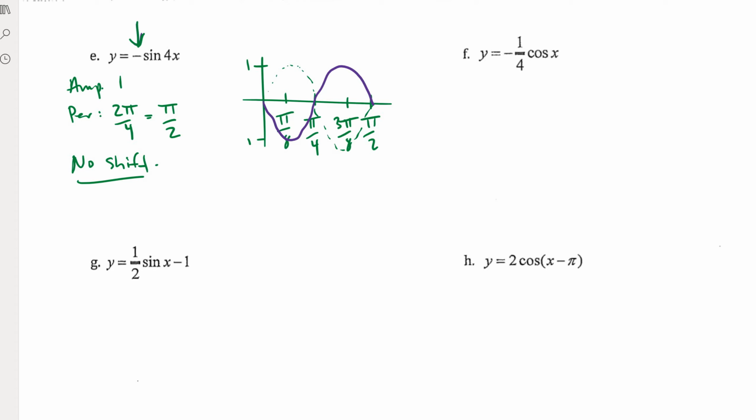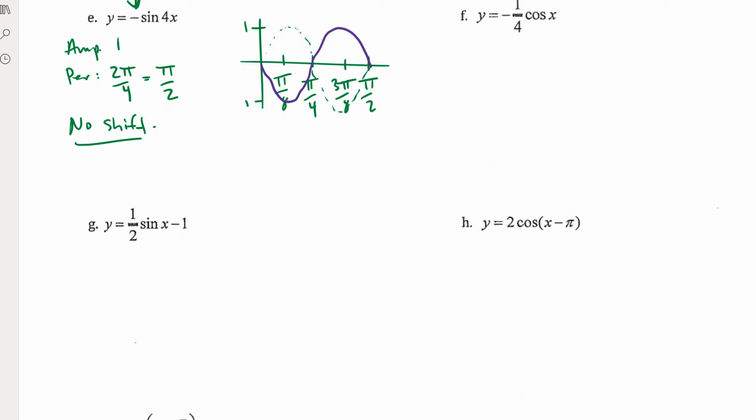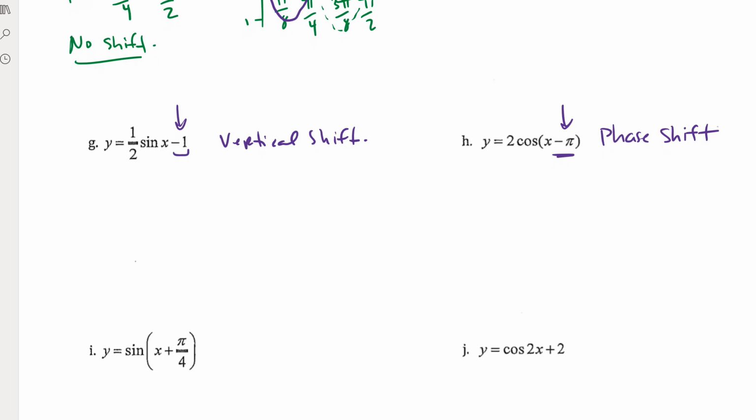Okay, 2 more and then this video is done. G, this part right here is a vertical shift. So we'll go ahead and tackle that. And then problem H, this part right here represents a phase shift. So we're going to tackle one of each of those problems and then the video will be finished.